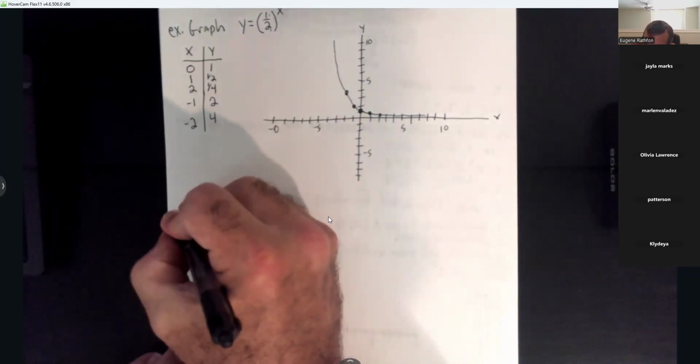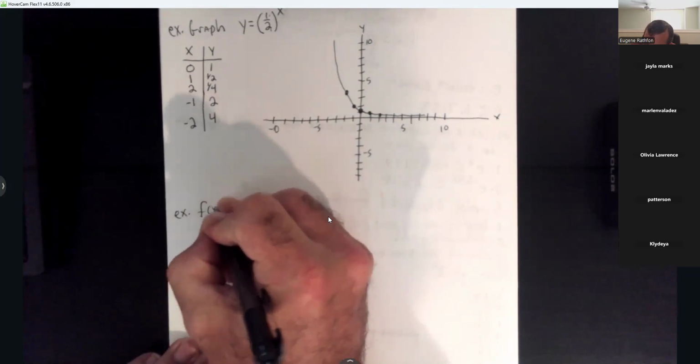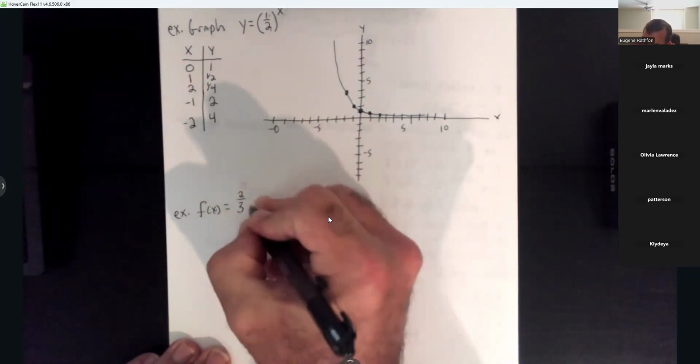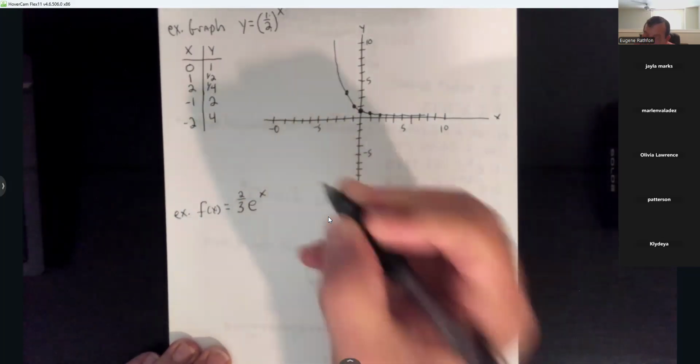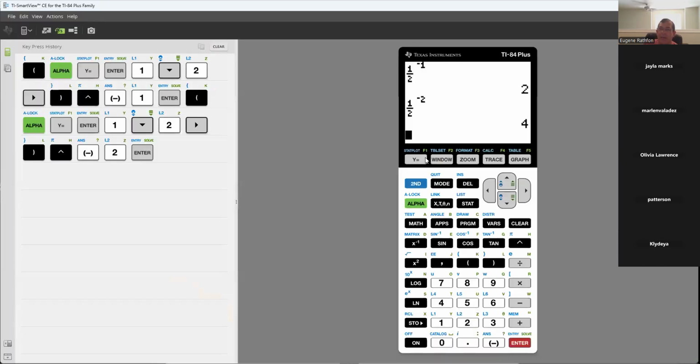Now, one where they try to get tricky is when they do this one. f(x) equals 2/3 e to the x. So on these, they're just going to have you pick one of their four pictures. So really, since e is just an approximation, you really have no choice but to do that one on your calculator, okay?